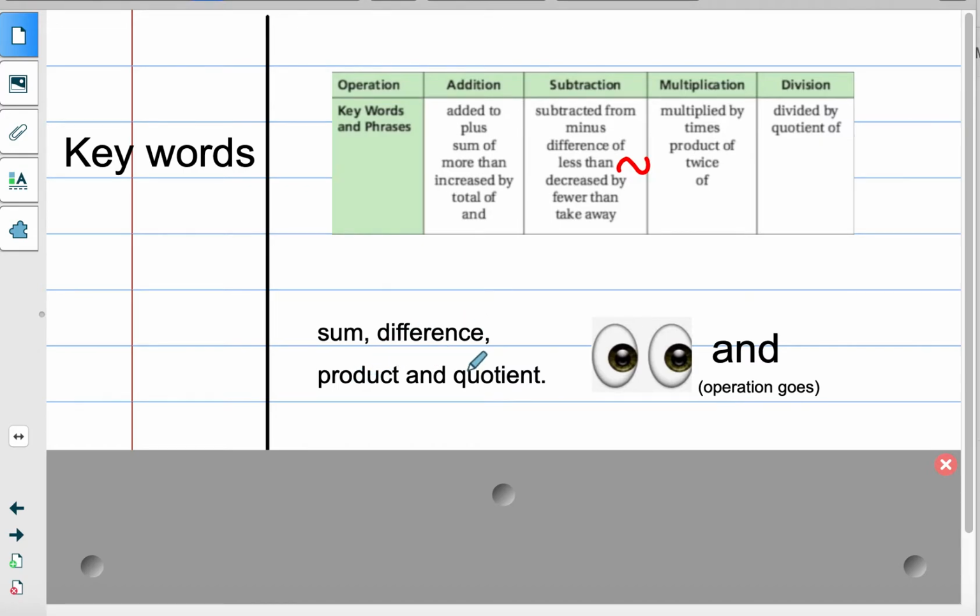Sum, difference, product, and quotient are answers to those problems. So an answer to an addition, answer to subtraction, multiplication, division. You want to look for the and sign because that's where you're going to put the operation. So those are just some little keys to help you.